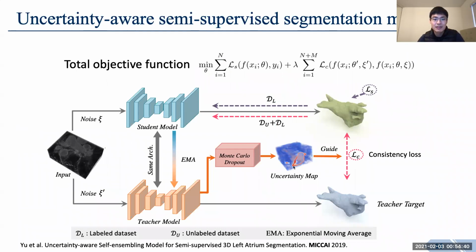So actually, we want to estimate the uncertainty map. In our implementation, we use the predictive entropy as our uncertainty map. Generally, this is the entropy. But we also use Monte Carlo dropout to get several predictions, and then we calculate the mean prediction from the several predictions and calculate the entropy.